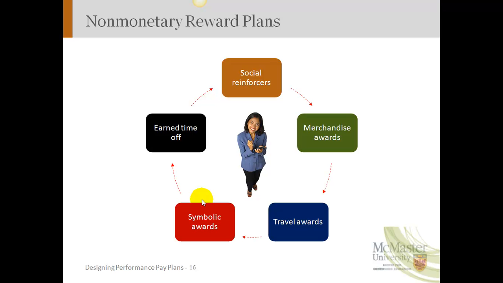Now, another type of system that we see used for designing performance pay plans, if it's not cash-based, not stock-based or profit-based, could be a non-monetary reward plan. So say something, for example, like merchandise awards. Maybe, if you work in a mall, there might be some stores that allow you a 10% or 5% discount on food, clothing, whatever.